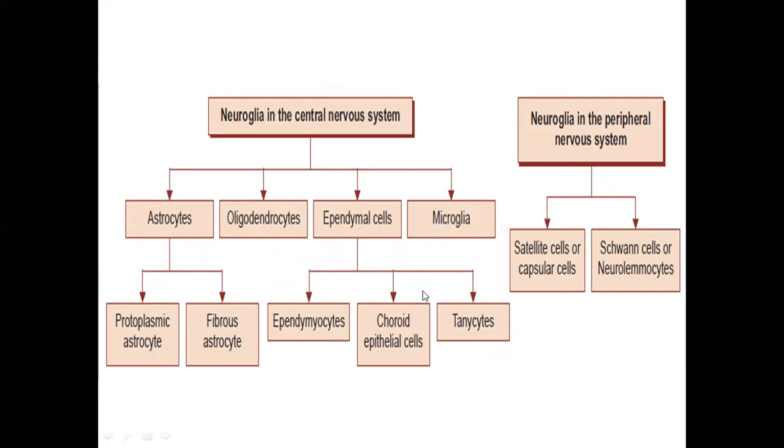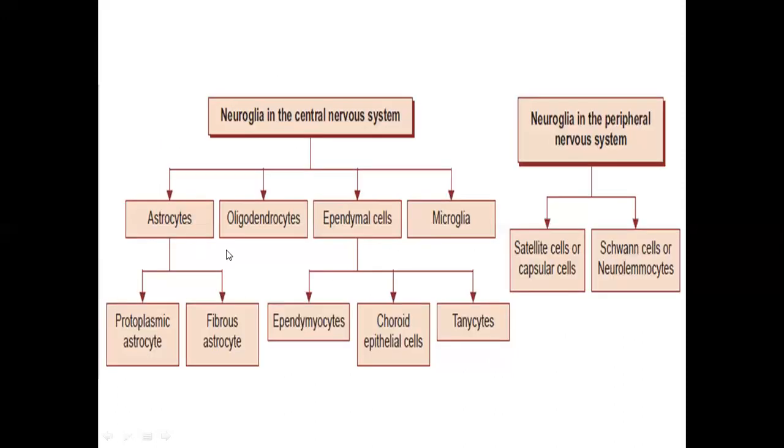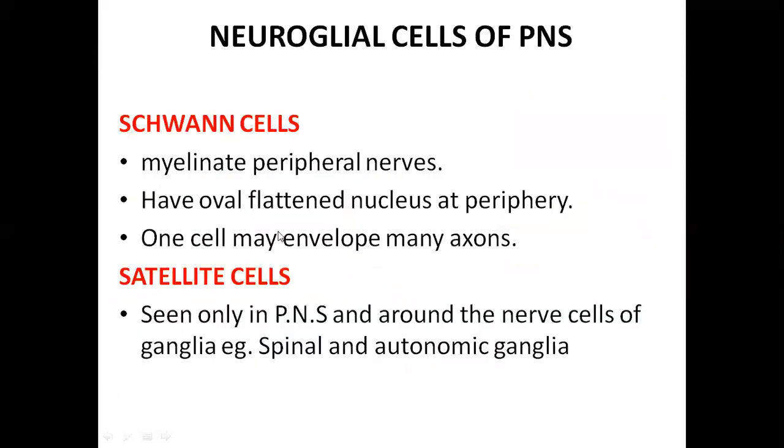So just try to recollect all these cells. The neuroglia in the peripheral nervous system: we have satellite cells or capsular cells. This we are going to elaborate more when we are discussing ganglion, the peripheral ganglia. We also see Schwann cells or neurolemmocytes.